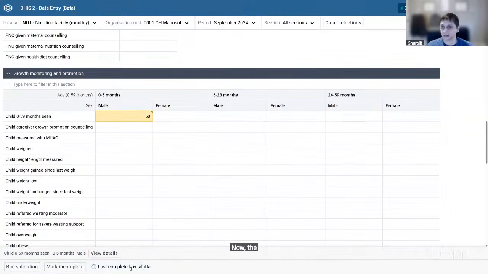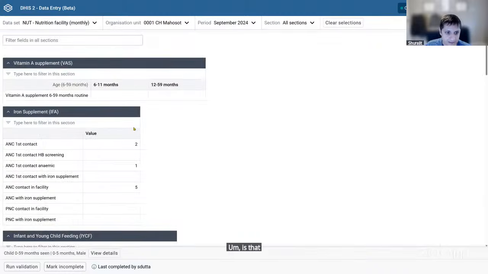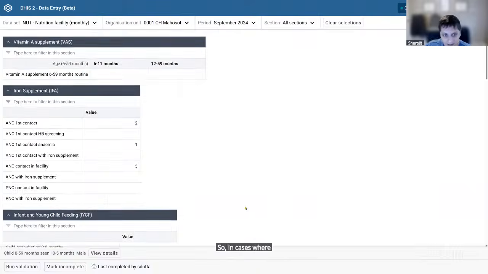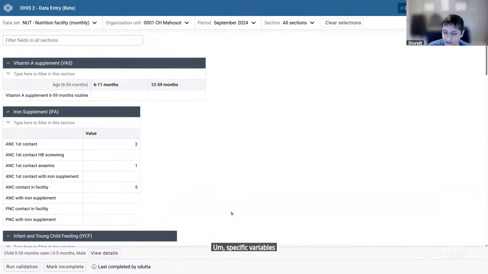Now, the issue that has arisen from this particular metric is that you can see a number of the variables don't have data. So in cases where you need specific variables to have information, while the data set is complete, you don't actually know how complete your data is. That's the issue that has arisen from having data set completeness, where you're just saying, as a blanket whole for my entire data set, this is how many data sets are submitted versus how many I expect. And that percentage could be quite high.